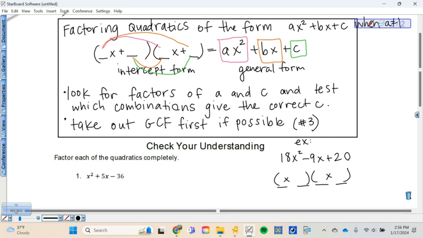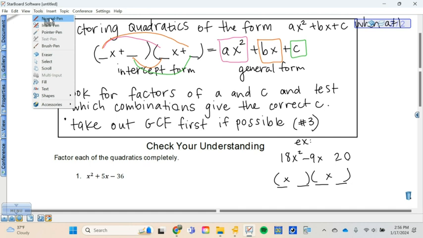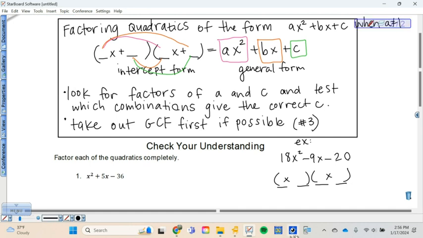Should have been minus 20, not plus 20. Minus 20, minus 20. Okay, so if I look at my first term, 18x squared, I've got 1 times 18, 2 times 9, 3 times 6. If I look at my last term, I have 1 times 20, 2 times 10, and 4 times 5. That's a lot of different combinations to try, right?